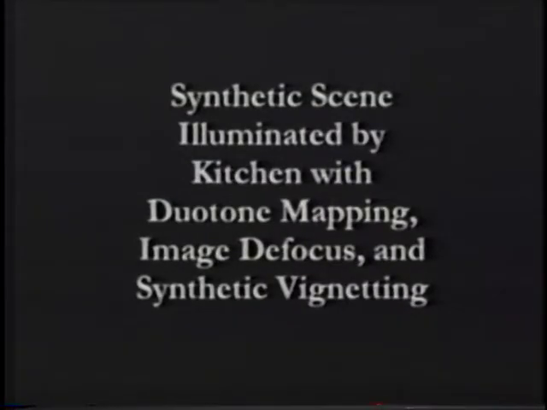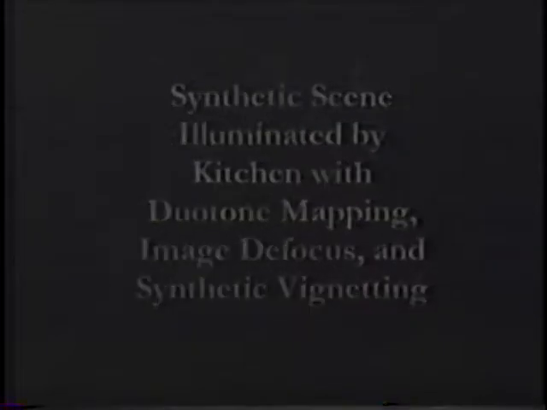This next video is going to show some post-processing that you can do for fun. It's going to show the kitchen environment with some strange objects. We're doing some duotone mapping, some image defocus, and light falloff toward the corners of the image in order to produce an effect.